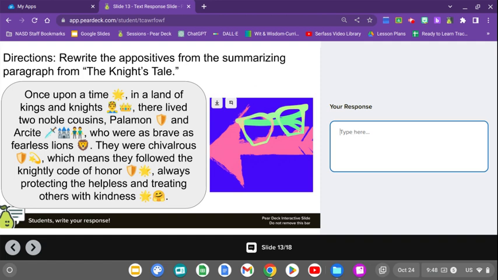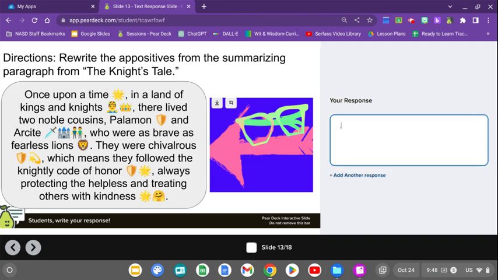Well, I see a few appositives here, but one that's jumping out at me comes from the first sentence: "Once upon a time, in a land of kings and knights." I'm going to get that phrase: in a land of kings and knights. Please take the time to make sure yours, number 13, looks like mine. You can write this down on paper if you're without a computer today. Please do so now.